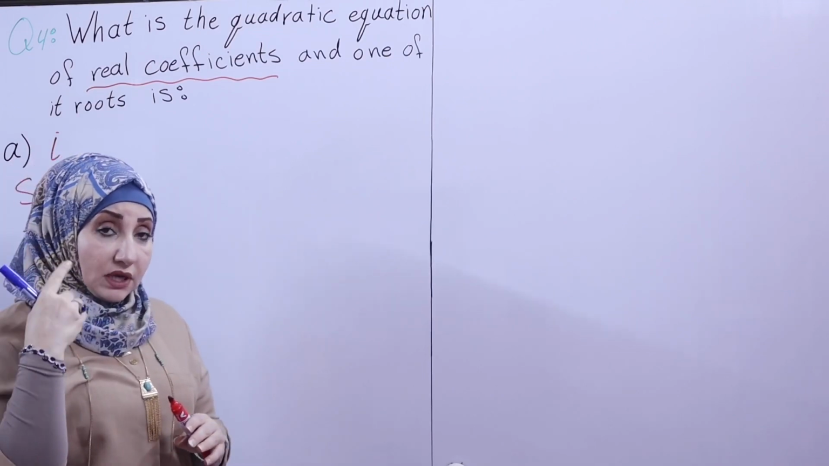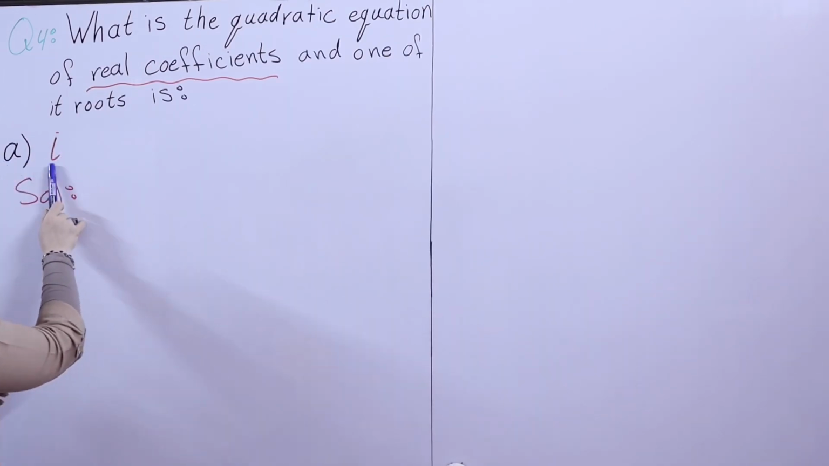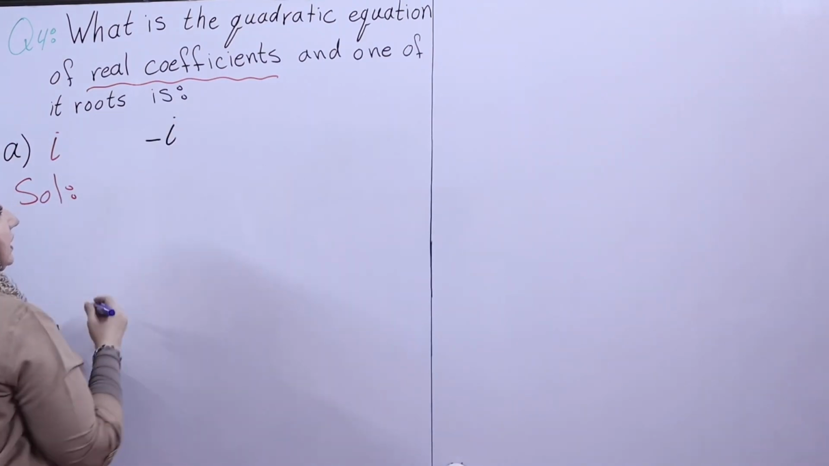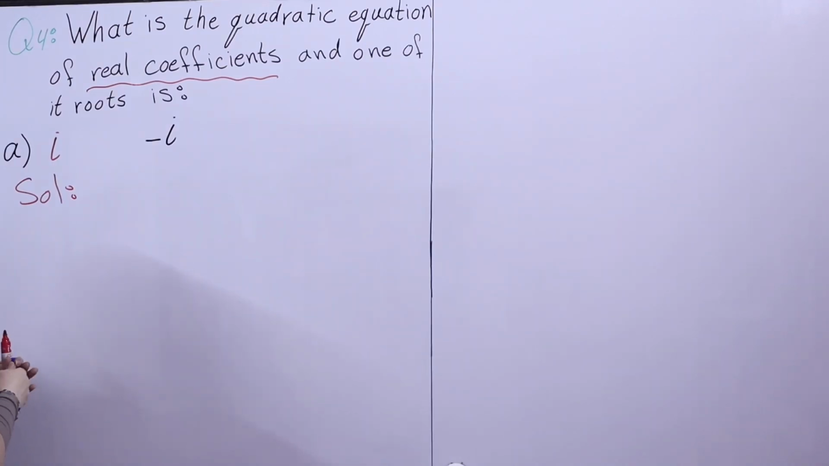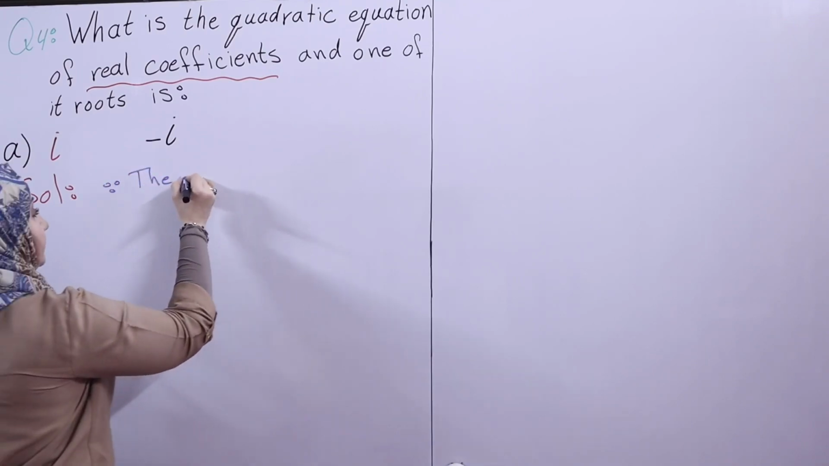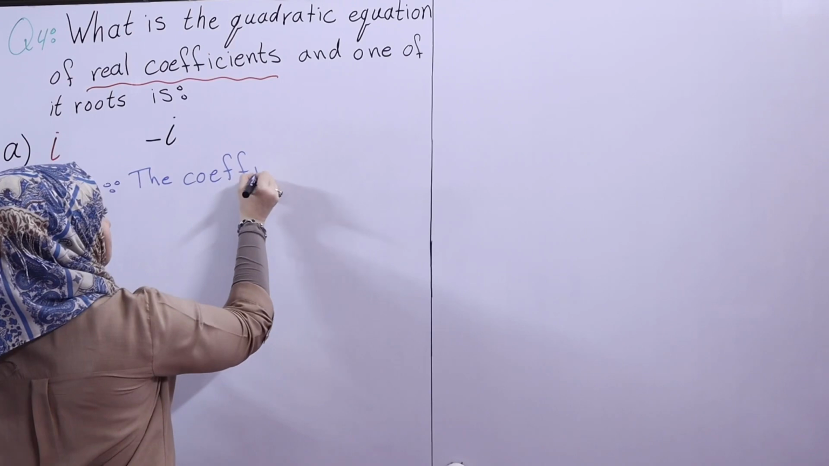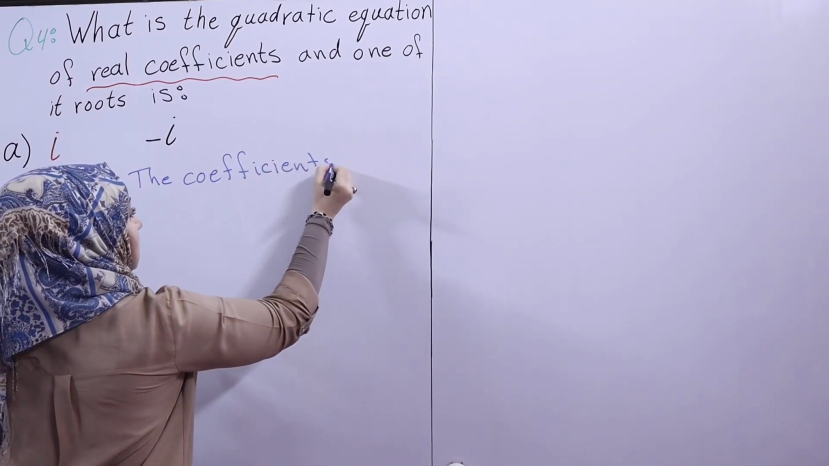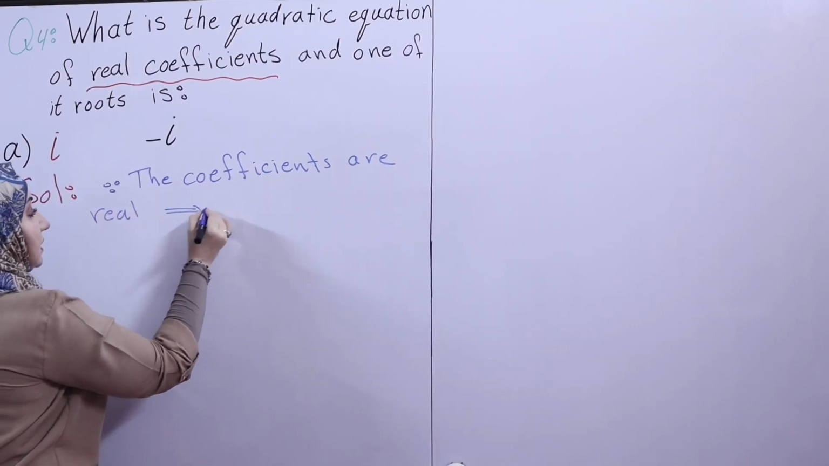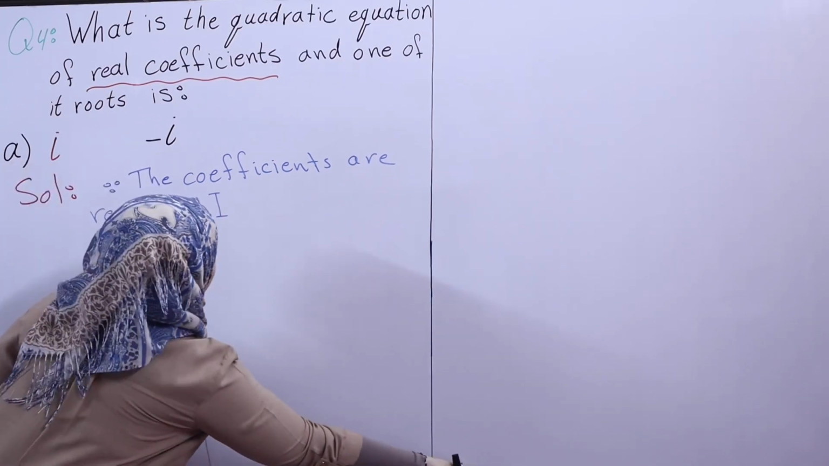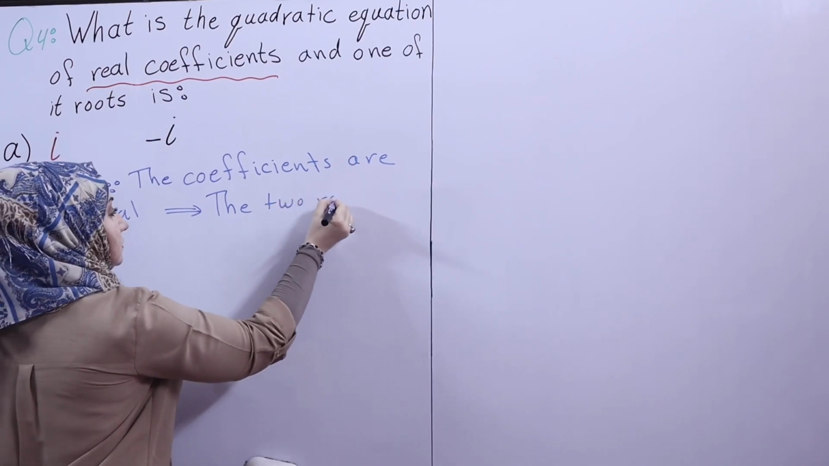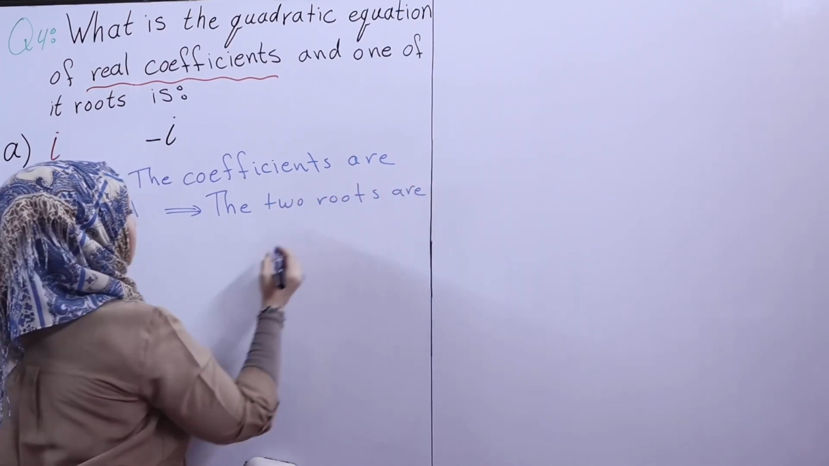If we know one of them, can we find the other? Yes, because one of them is I. So that means the other root will be negative I. So we can write this in the solution. Since the coefficients are real, that means its two roots are conjugated.